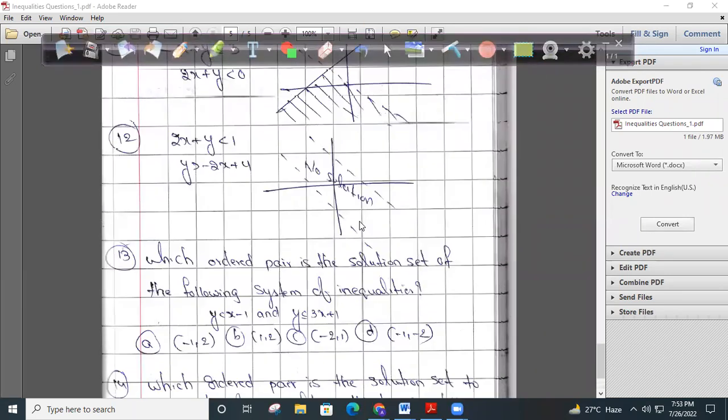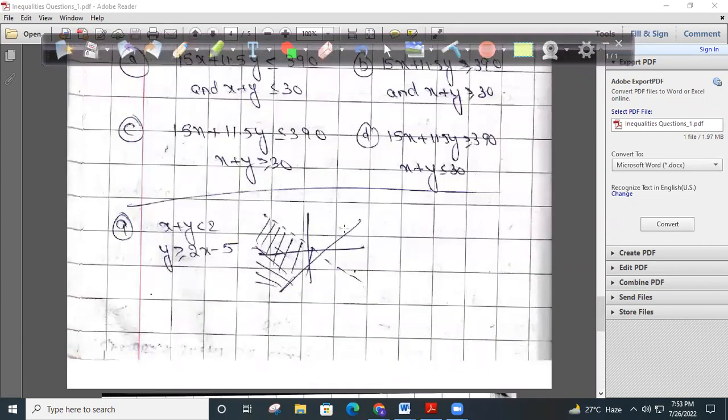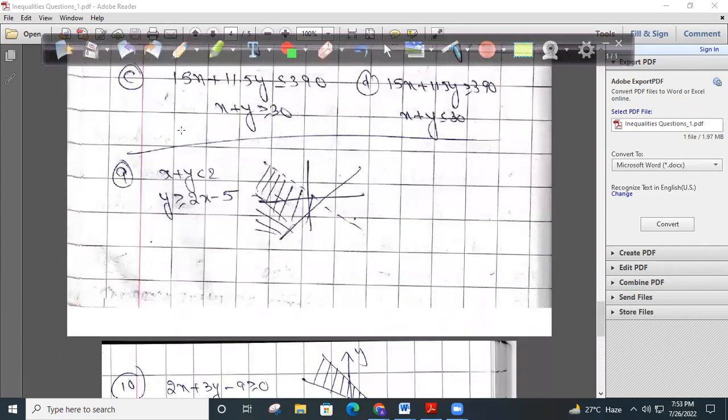Now let me give you other models that come as part of the exam. The next model that comes is, everyone in the class draw this graph. You should get the solution as this. I gave it to you here. Everyone in the class, draw the graph of x plus y less than 2 and y greater than or equal to 2x minus 5 in your notes. Don't see the board. Finally, you should get a graph something similar to this. This should be your solution.